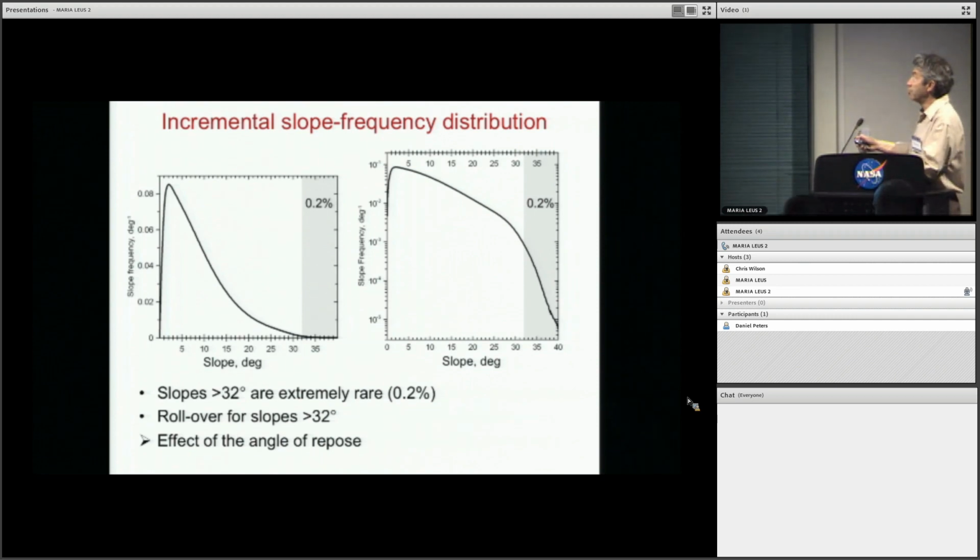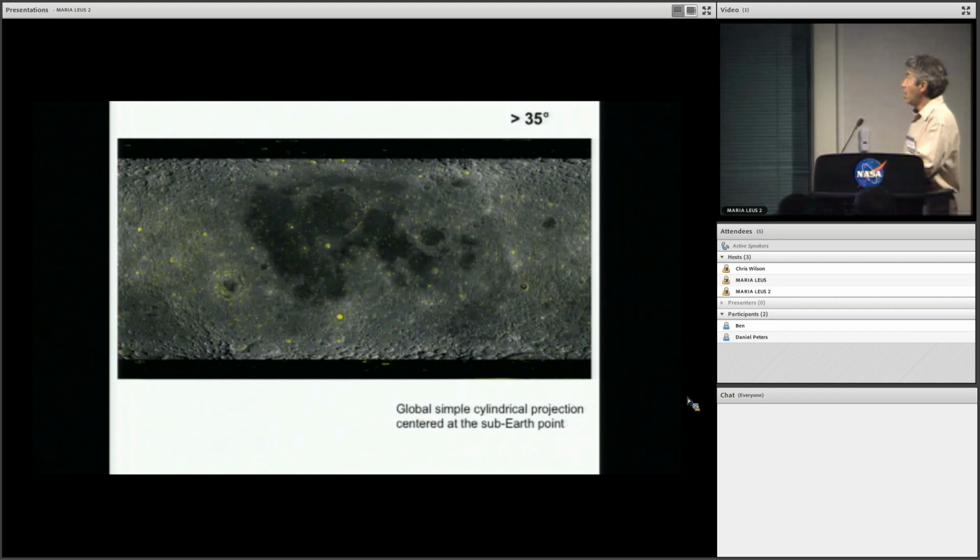In this logarithmic plot, you see that this long shoulder, long tail of the distribution has noticeable break here. It is certainly related to angle of repose. So we are interested in slopes steeper or comparable to the angle of repose. This is global image mosaic of the moon, and slopes steeper than 35 degrees are marked with yellow, and you see association with different geological features.